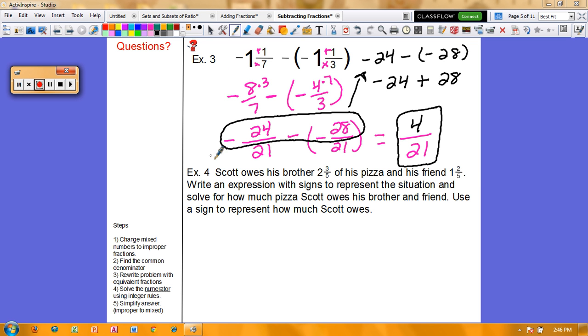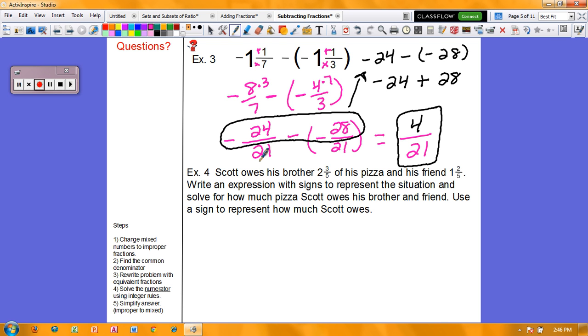Okay, example 4. Scott owes his brother 2 3/5 of his pizza and his friend 1 2/5. Write an expression with signs to represent the situation and solve for how much pizza Scott owes his brother and friend. Use a sign to represent how much Scott owes.